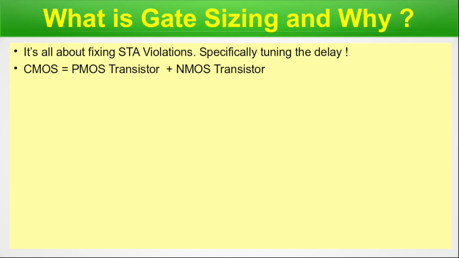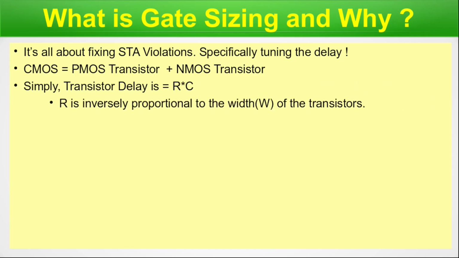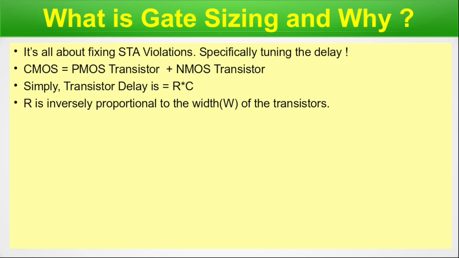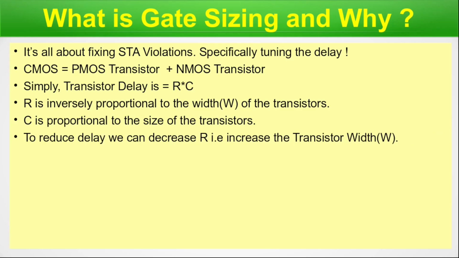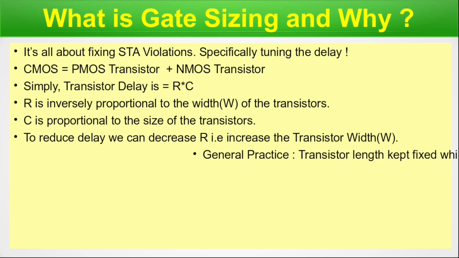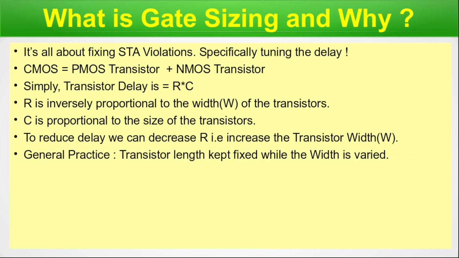We know that CMOS equals PMOS plus NMOS. Why am I saying this right now? Because the transistor delay is simply the multiplied product of R and C. R is inversely proportional to the width of the transistor. C is proportional to the size of the transistor. To reduce delay, we can decrease R, that is, increase the transistor width. In general practice, transistor length is kept fixed while the width is varied.